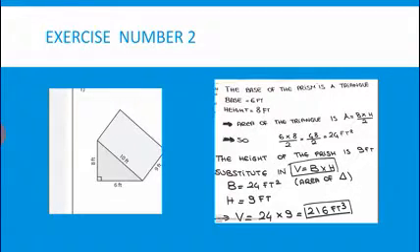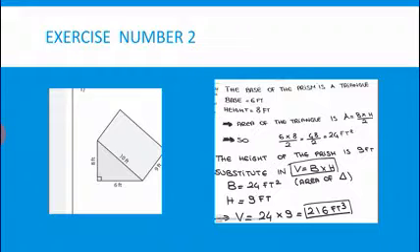Exercise number 2. In this case, the base of the prism is a triangle. The base is 6. The height is 8 feet. So the area of the triangle is base times height over 2. So we have that 6 times 8 over 2. 6 times 8 is equal 48. Over 2 is equal 24.